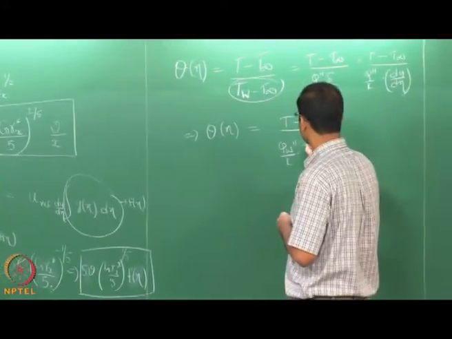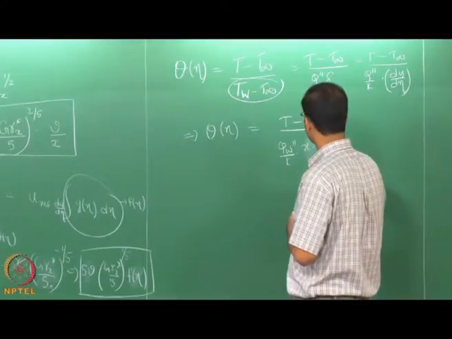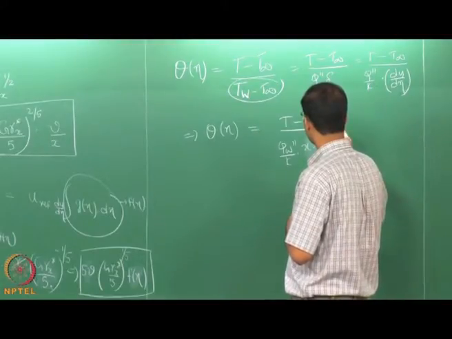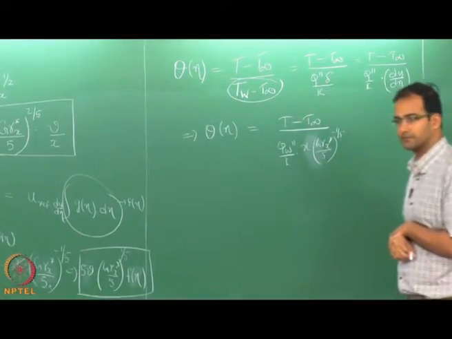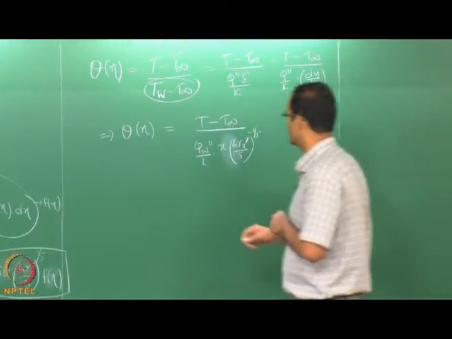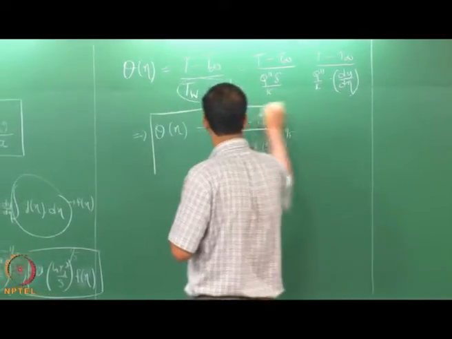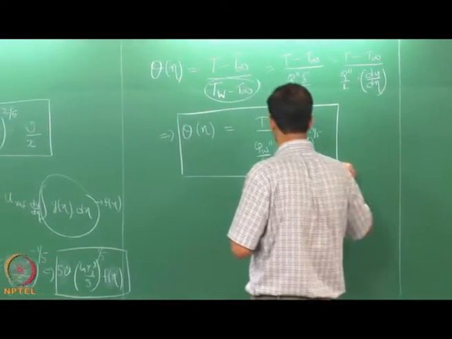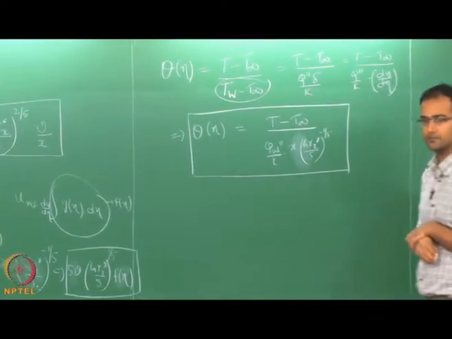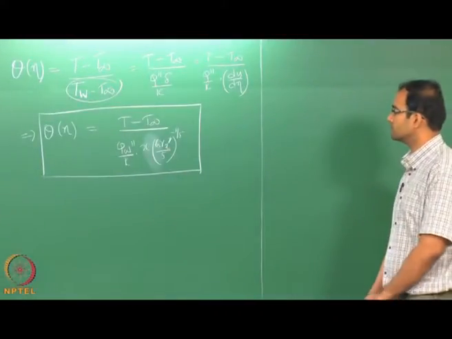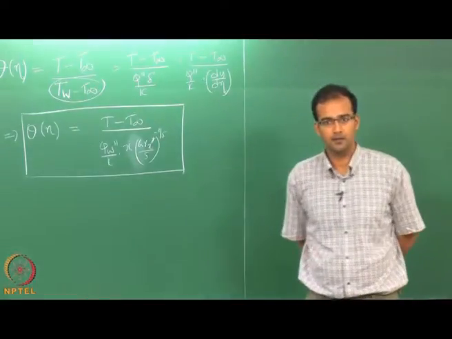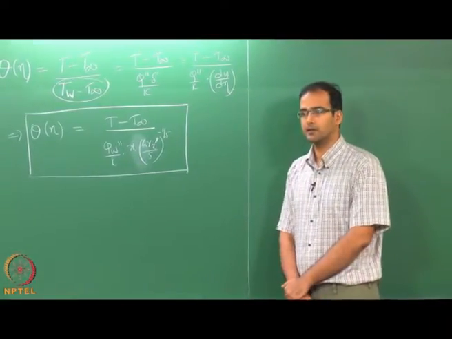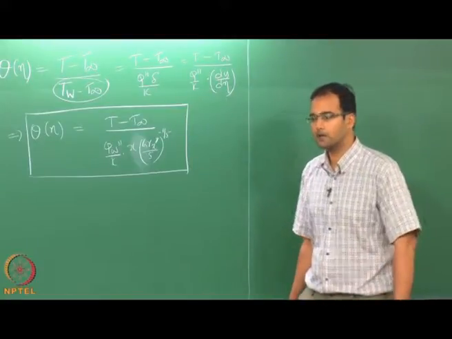X into modified Grashof number, the power minus 1 by 5. Okay. So, this is your transformation. Is it clear? So, now you can go ahead, substitute this into the momentum and the energy equations.